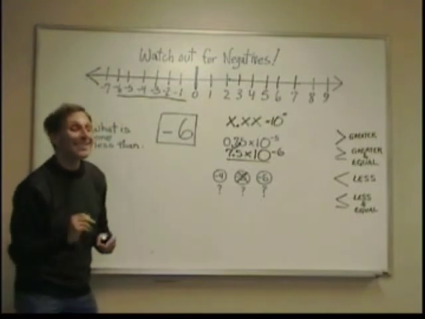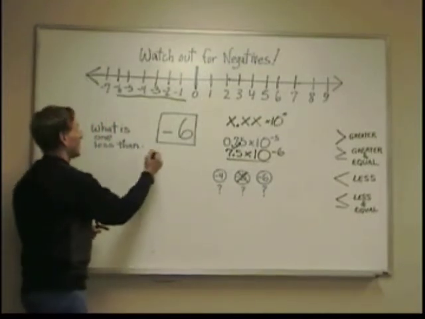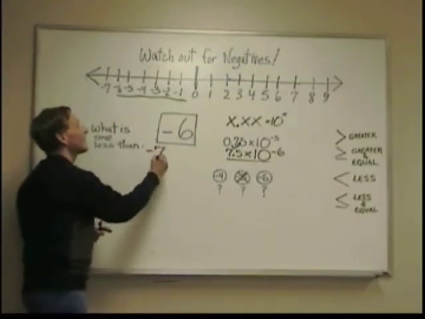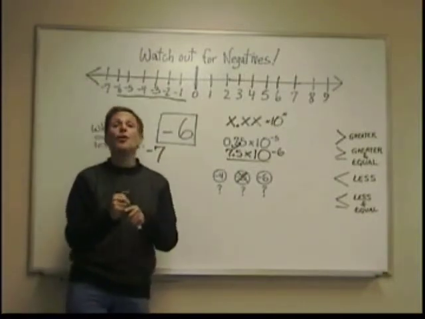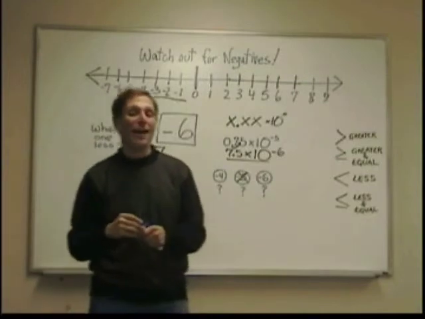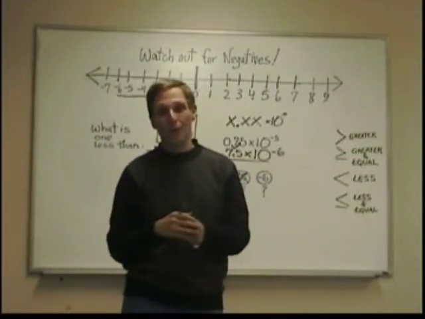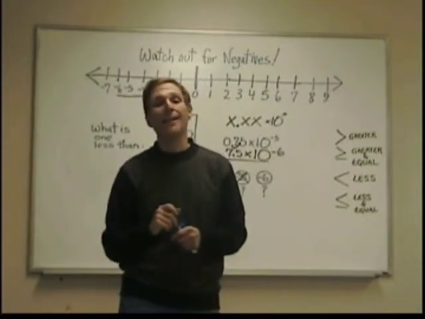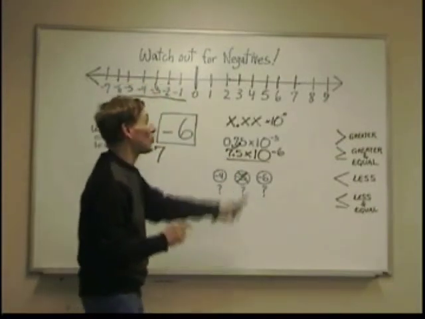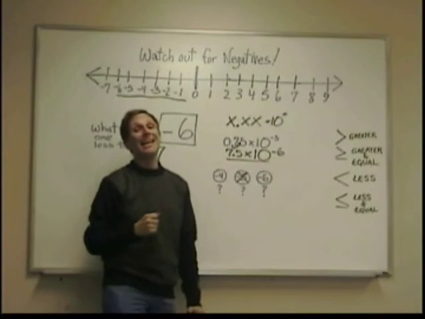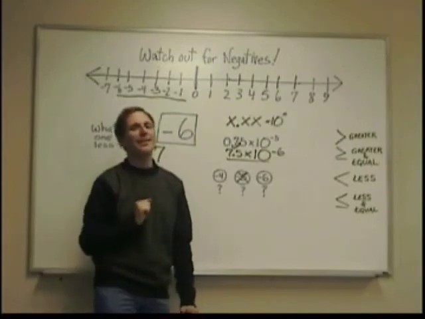So 1 less than negative 6 would be negative 7. When you're in the negative, you're going in the opposite direction that you were always used to. So negative 7 is 1 less than negative 6, and negative 6 is 1 less than negative 5. Very important to keep in mind.